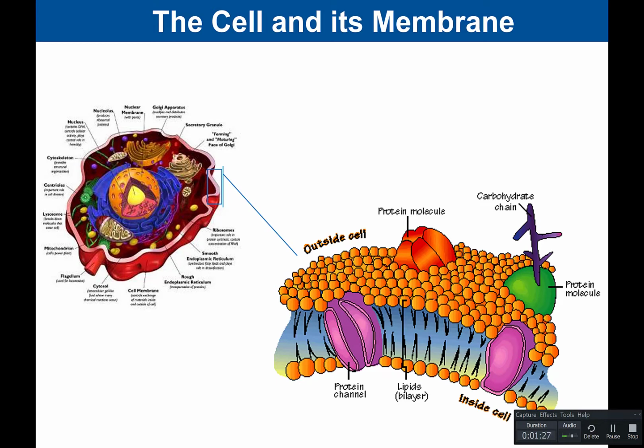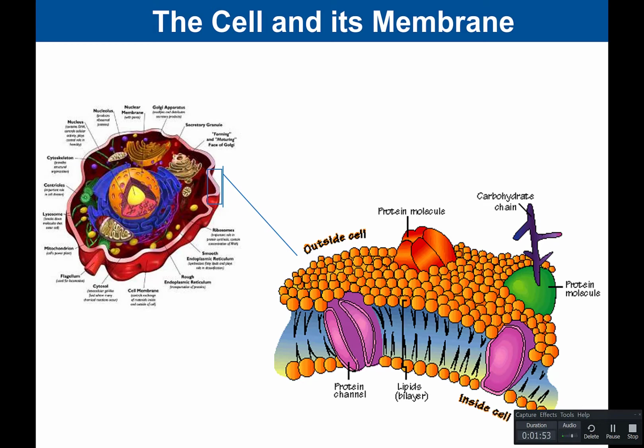Now, the cell is not only phospholipids in its membrane, it also has proteins in it. And those proteins can serve a variety of purposes. They can act as protein channels. So you can see this pinkish purple one here. That's a protein channel that allows things that normally can't cross the membrane, like ions, for example. It allows those ions to cross the membrane.